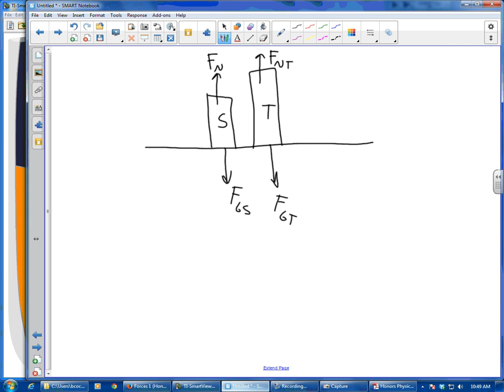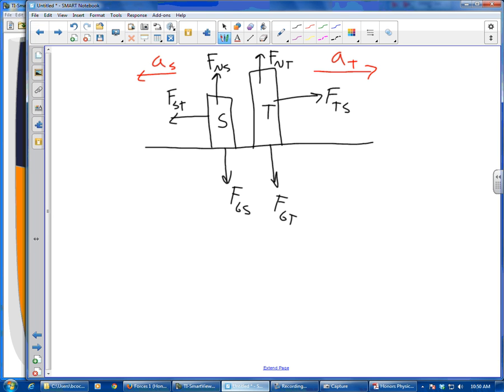Normal force on the sister. If the sister pushes on Tom, that means there's a force on the sister from Tom, and a force on Tom from the sister. We know those are equal and opposite from answering the earlier questions and from Newton's third law. So this would be the acceleration of the sister, and this would be the acceleration of Tom. So that would be a full credit force diagram for this problem.